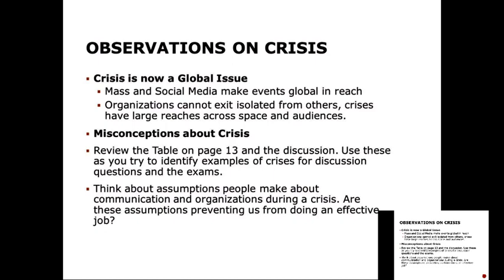There are also a lot of misconceptions about crises, and on page 13 there's a good table that starts this discussion. I don't want to go through all the misconceptions one by one, but please pay attention to them. They will help you to understand why you need training in crisis communication and why people do not necessarily understand the scope of a crisis and its danger. This will wrap up Chapter 1.